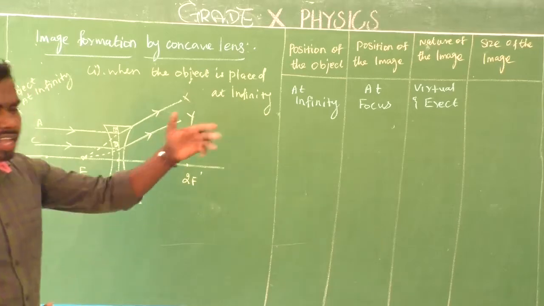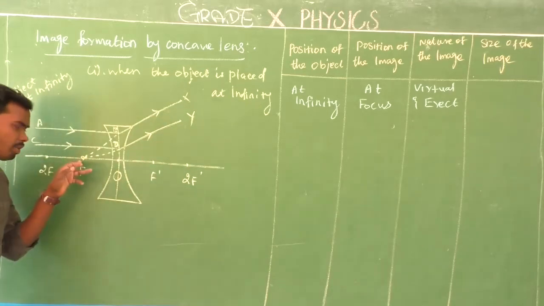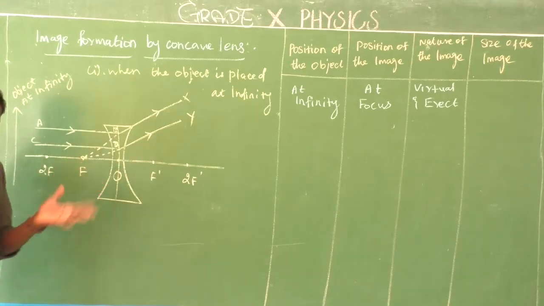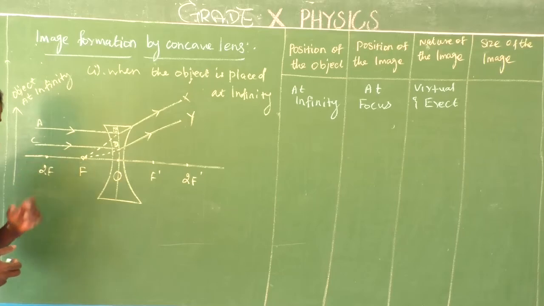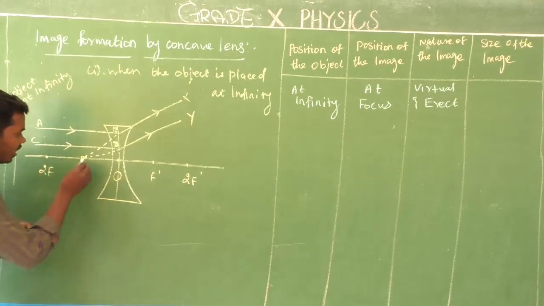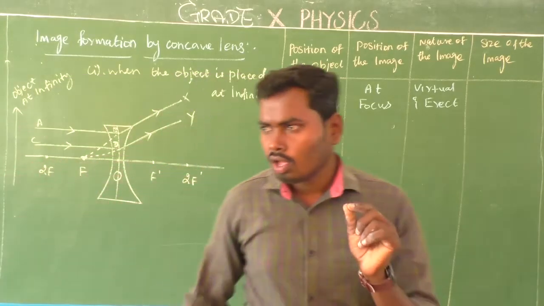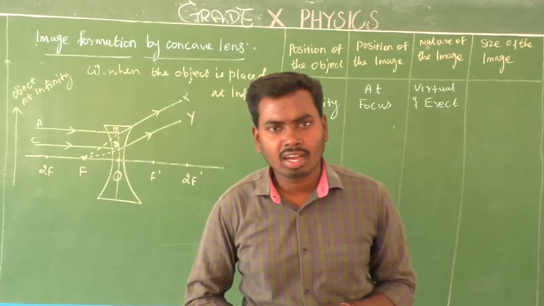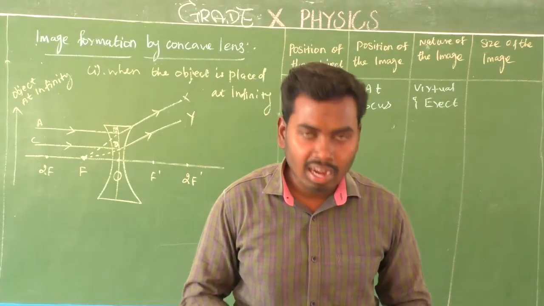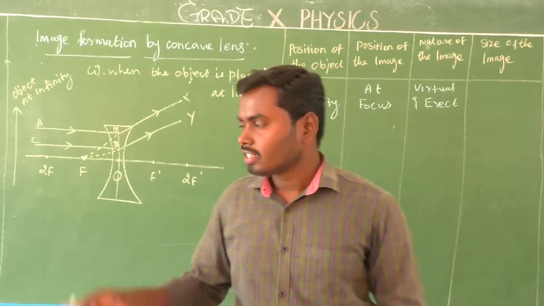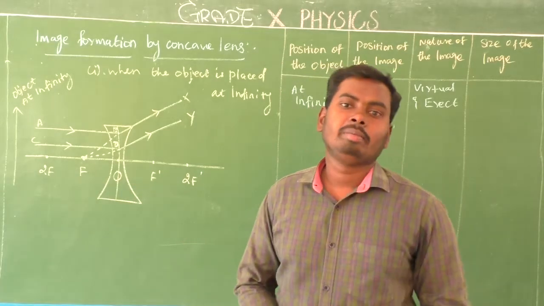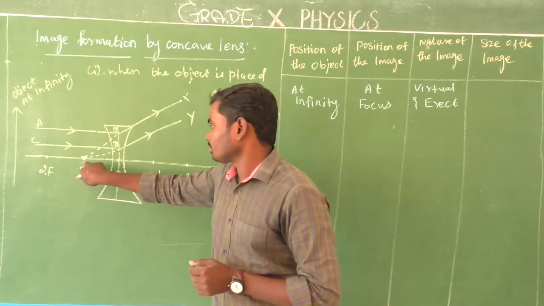Next one, the fourth one, size of the image. So what is the size of the image? Is it enlarged or diminished or whatever it is? Here the size of the image is very, very small. So the size of the image is considered highly diminished. Am I right? Size of the image is highly diminished. Very, very small. Can you see this?